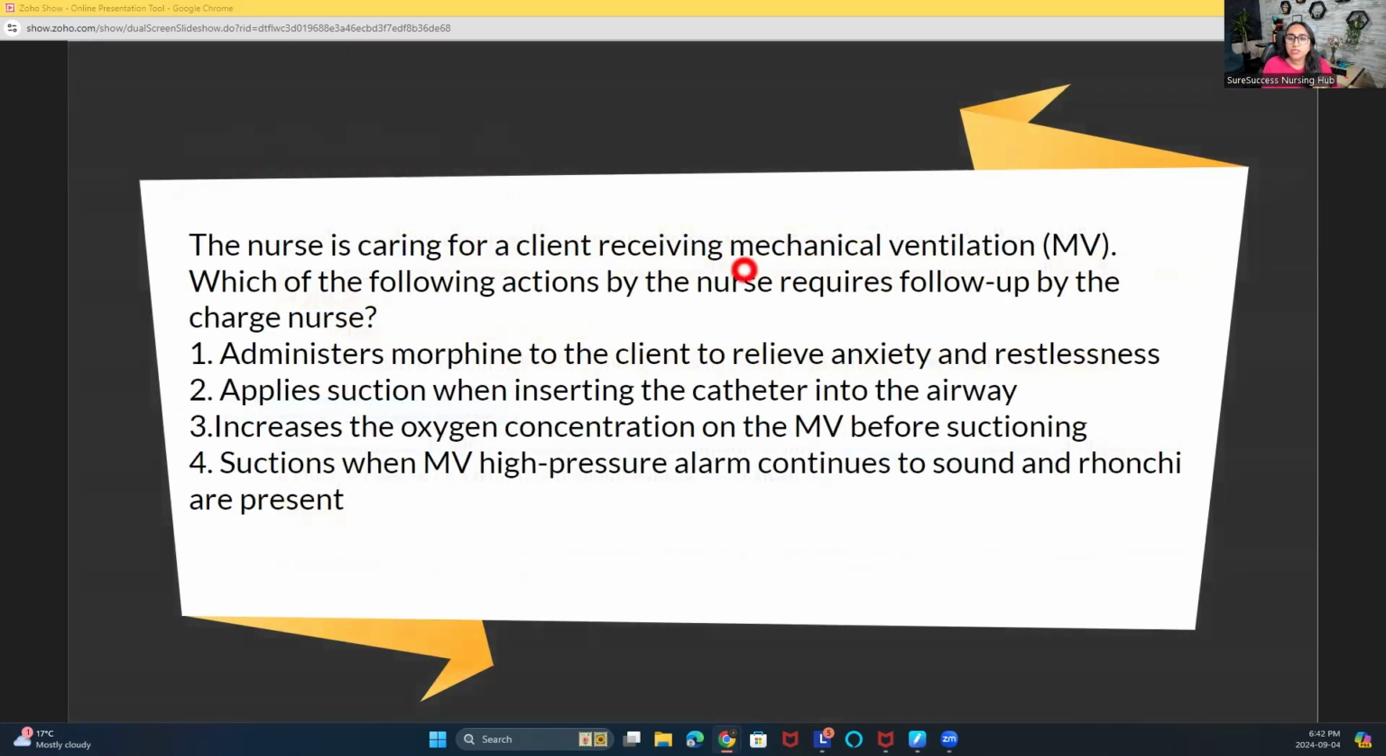Nurse is caring for a client receiving mechanical ventilation. Which of the following actions by the nurse requires follow-up? Follow-up, are we looking for the correct statement or incorrect? Incorrect. Very good. Administer morphine to the client to relieve the anxiety and restlessness from the mechanical ventilation. You can have a guess. I wanted to share this question because I wanted to discuss these steps as well.